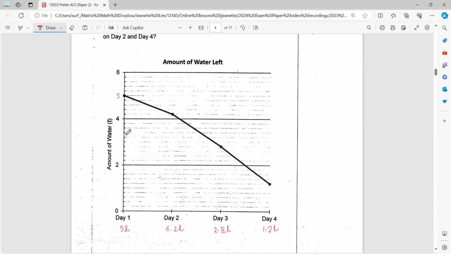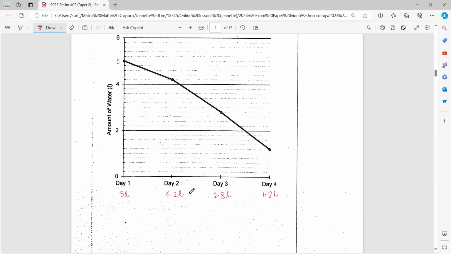How do we find how much is being used on day 2? It is not 4.2 liters. 4.2 is the amount left. So from day 1, you had 5 liters and then it went down to 4.2. So how much is being used on day 2? We'll have to find the difference. So 5 liters minus 4.2 liters. This will give us 0.8 liters.